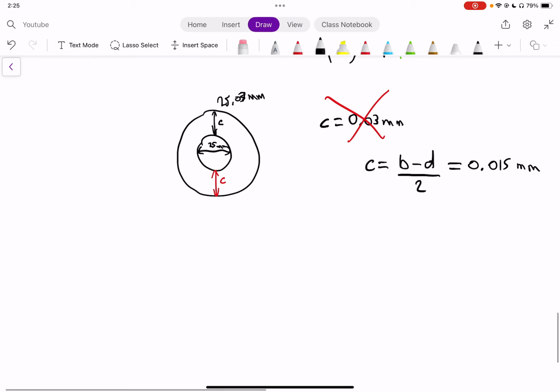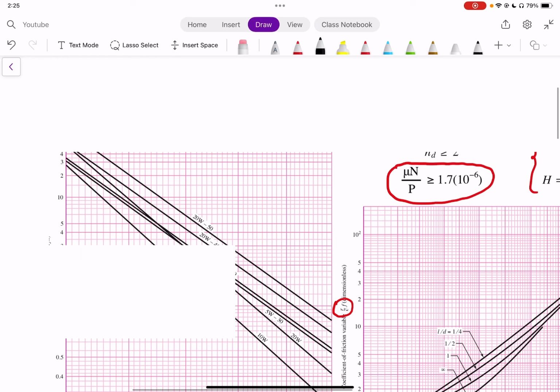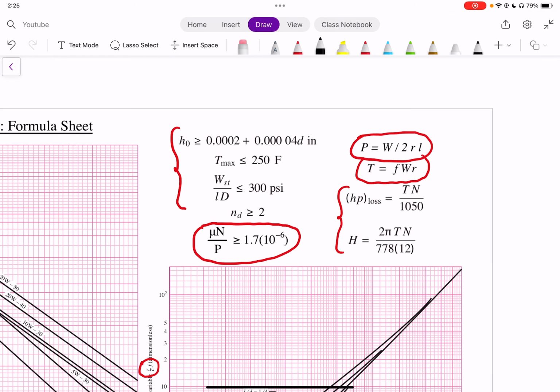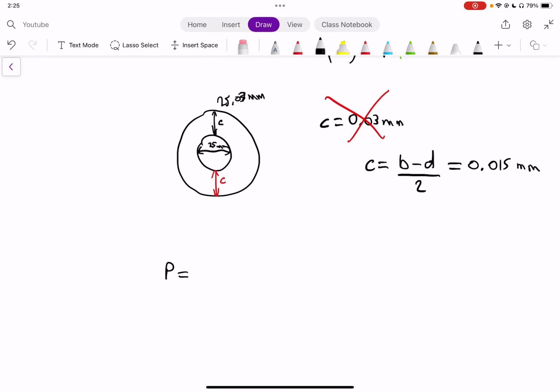So pressure, based on our equation, so if we go back to our formula sheet, if we go to the top right of the formula sheet, we have that pressure is equal to W over 2RL. Okay, so we're going to write this as W over 2RL, and this is going to be equal to, we're given W, it's 1200 newtons, divided by 2 times R, which we have, 12.5 millimeters, and then we have to find L.